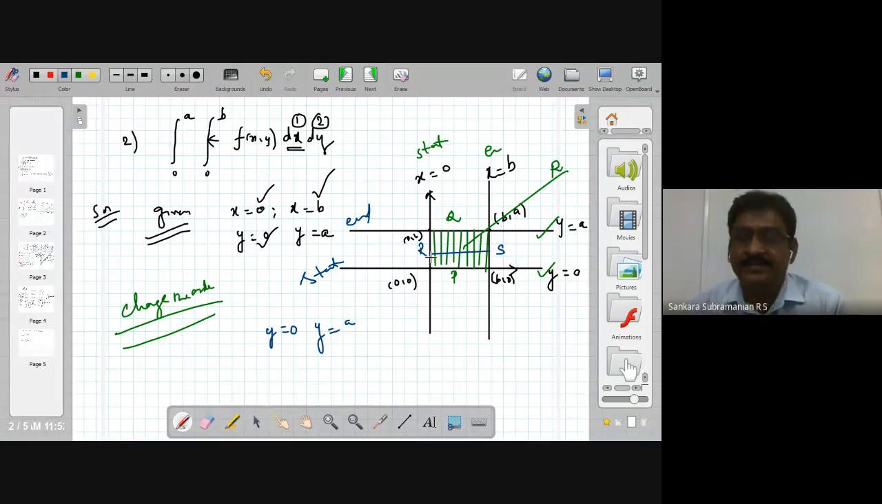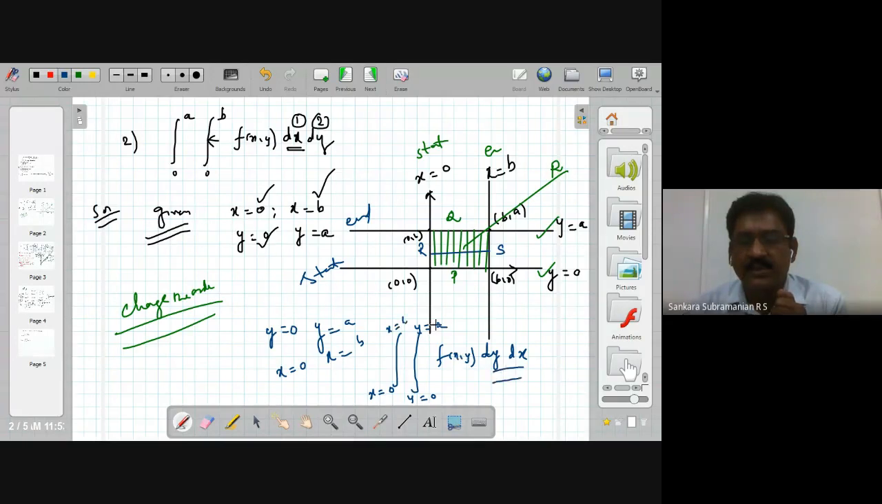Note it down. To find the x limits, R touches x equal to 0 and S touches the curve x equal to b. So this can be written as f of x comma y, dx dy can be written as dy dx, and this dy refers to the y limits: y equal to 0 to y equal to a, and x equal to 0 to x equal to b.